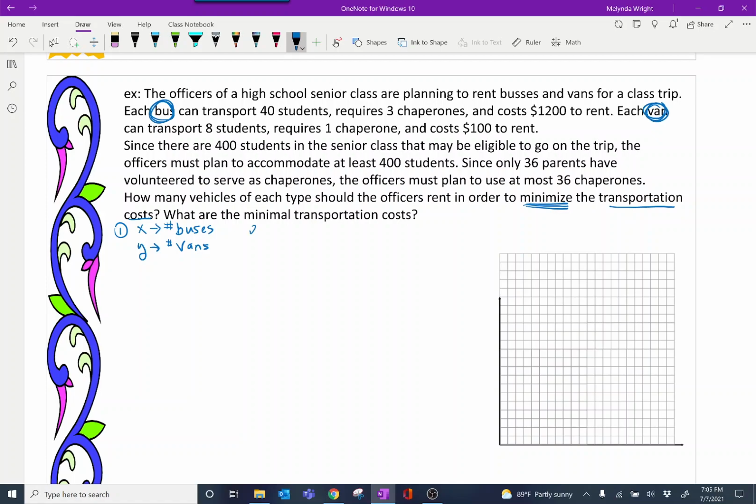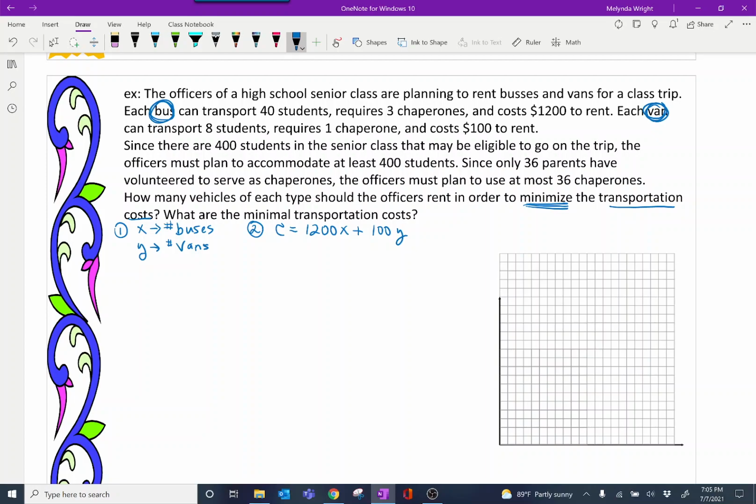Let's do our objective quantity step next. So what would the cost be? The cost would be $1,200 to rent a bus, so $1,200 times the number of buses, plus $100 to rent a van. Okay, so there's our equation for the objective. That's what we're going to use to maximize or minimize.